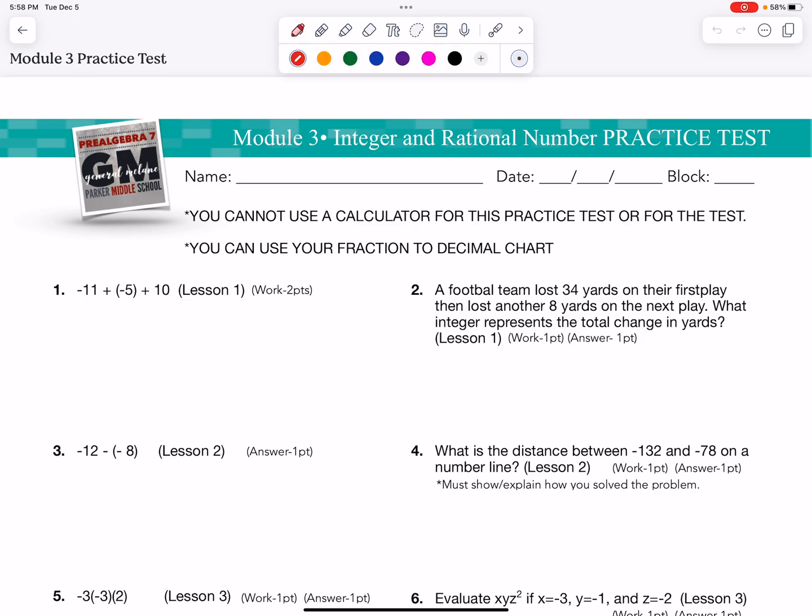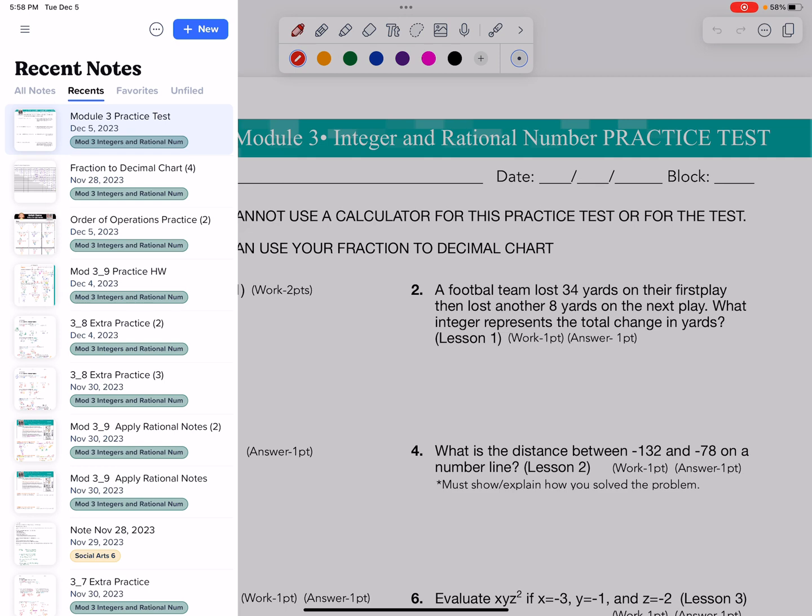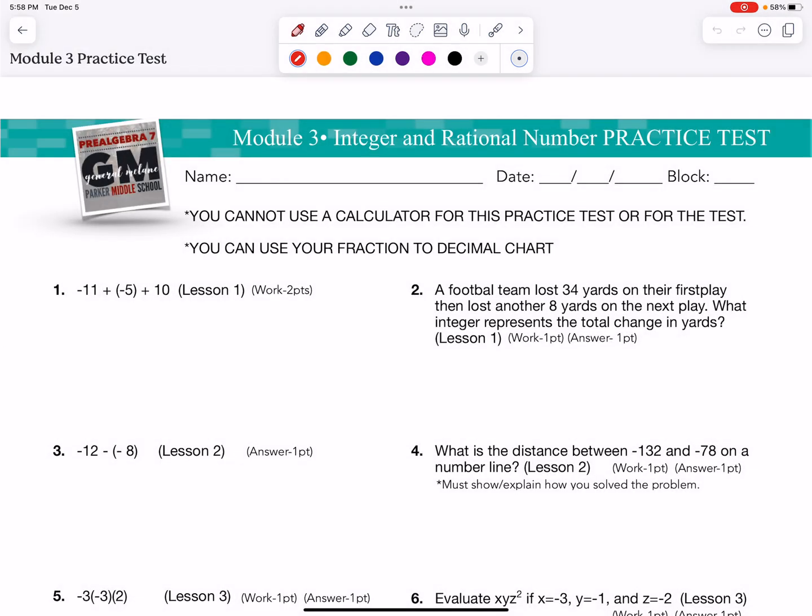It's Hutch here, and this is your Module 3 Integer and Rational Number Practice Test. Remember, you cannot use a calculator for this practice test or for the test. You can use, though, your fraction decimal chart, so make sure you have that handy in Notability. If you don't, it is on the main page in Schoology for our course.